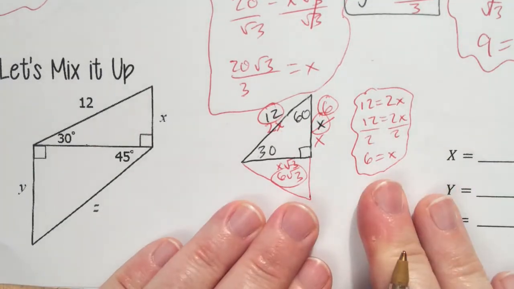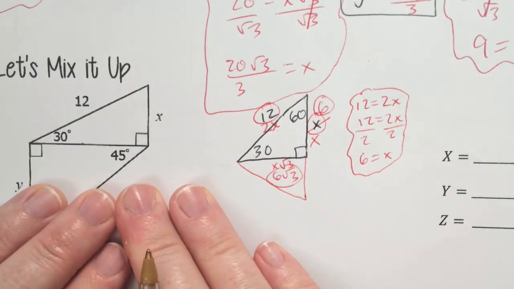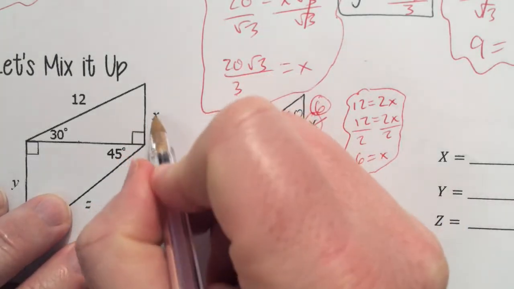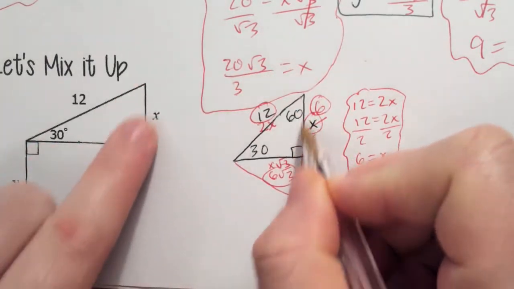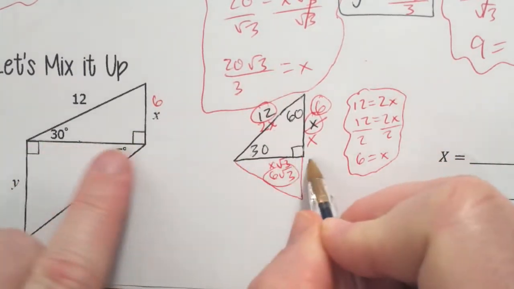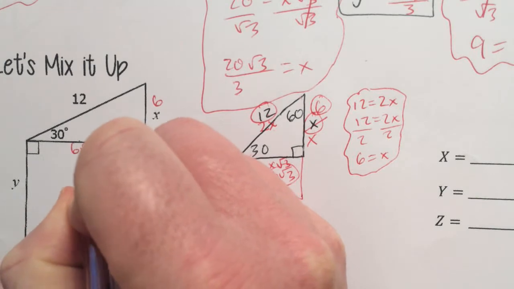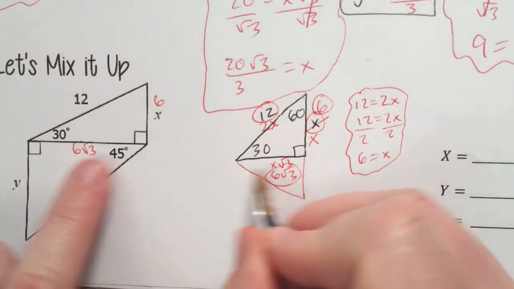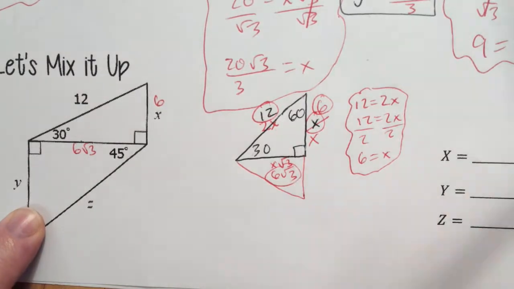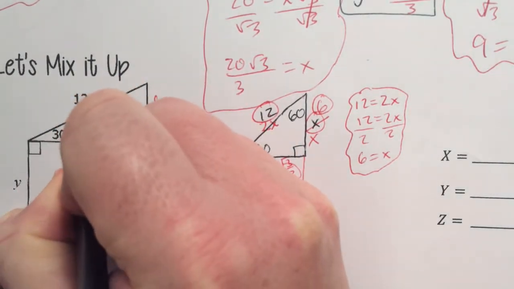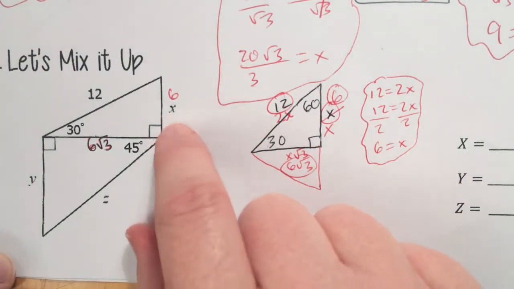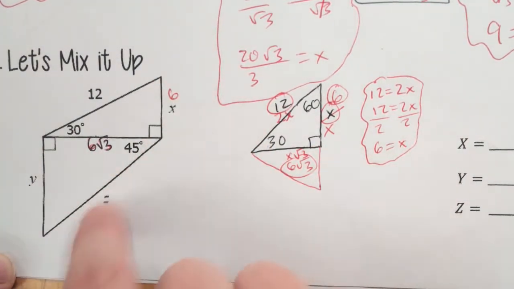We're doing the work over here. Now put it back into the picture. So this right here is 6, and this right here is 6 radical 3. You might want to make that black, so let's do that. 6 radical 3. Okay, awesome. Now that we have one of those sides so far, let's do it again.